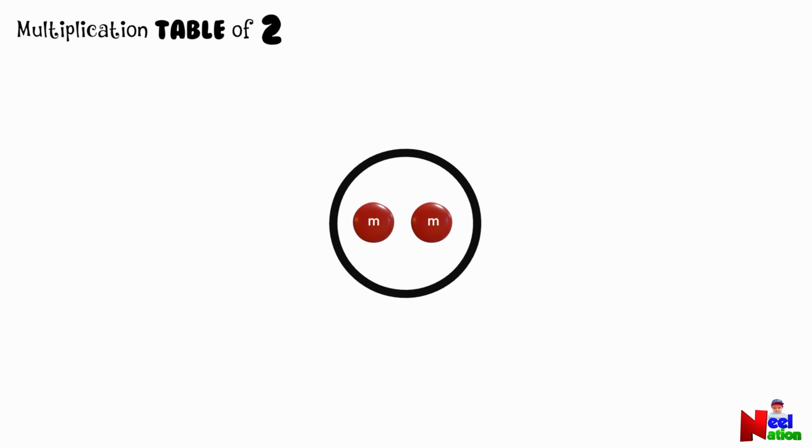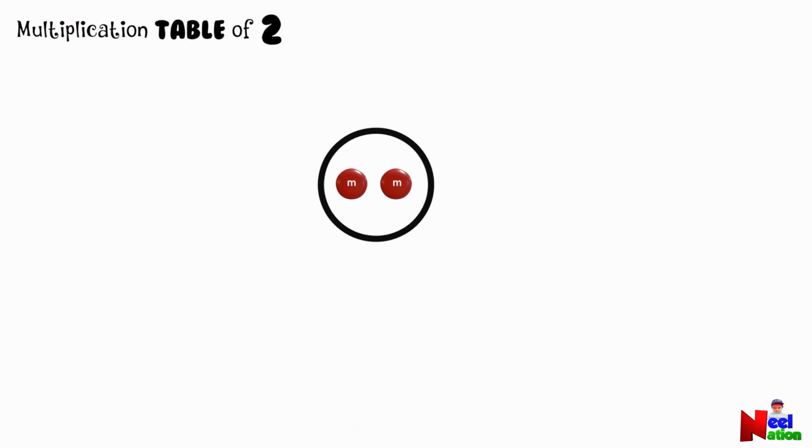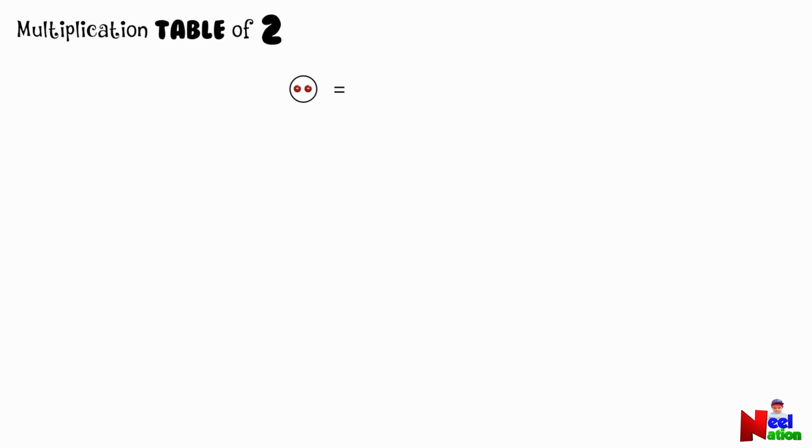Let's look at the circle. Look at this circle. Inside it, we have 2 candies. That means each circle is one group of 2. Now let's start building the table of 2 by adding more circles. Let's explore this table by starting from one group and going up to 10 groups. Here we have one group of 2, which means 1 times 2 gives us 2.